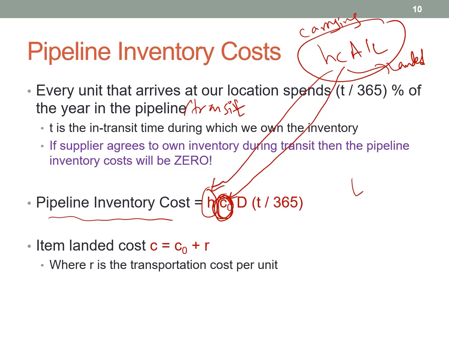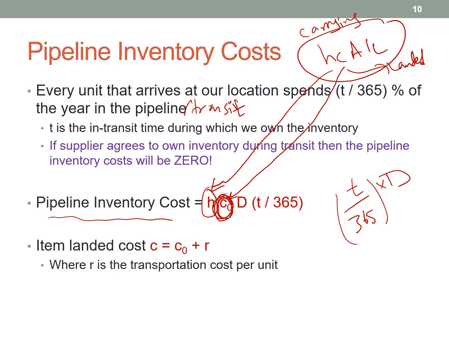If every unit is in transit for T over 365 fraction of the time, then on average T over 365 multiplied by annual demand, that's how many units will be in transit on average. Notice that we divide by 365. We are not worried about how many days our business is open, because even if our business is closed, on a Saturday or Sunday, the ship is not going to stop moving in the ocean just because we have a holiday, and the train or truck are not going to stop moving.